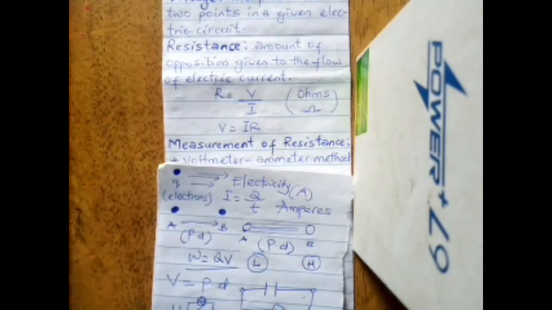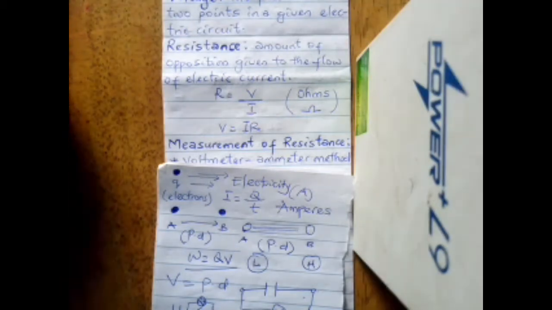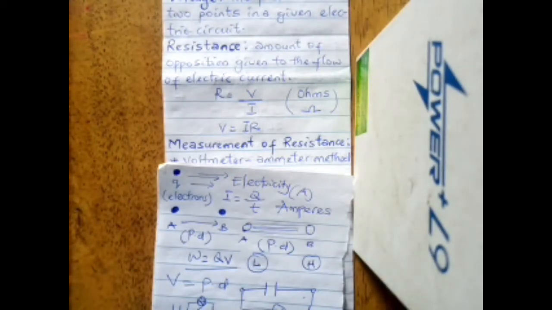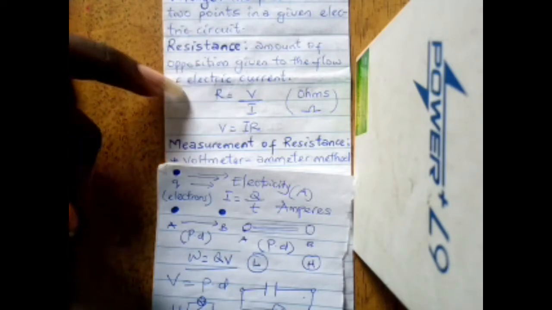So resistance is a negative force which tries to pull back current. It is simply the reverse of continuous flow of electricity. Resistance is simply the opposition to flow of current.